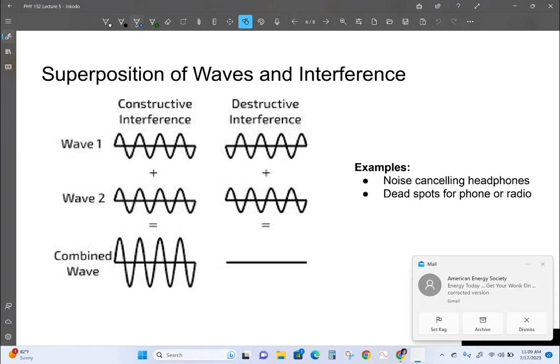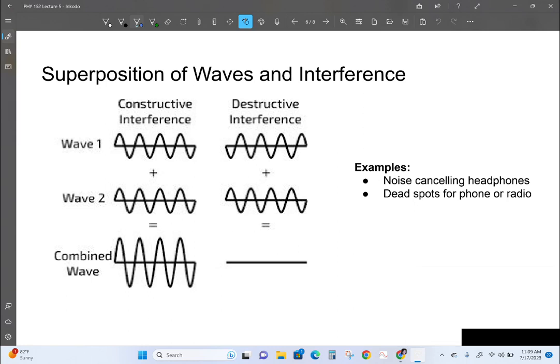So the other thing that we can talk about is superposition of waves. Whether it's a transverse wave or a sound wave, when waves meet, they interfere with each other and they produce a new wave. And it's really the algebraic sum of those two waves.